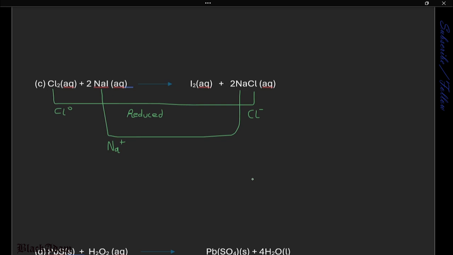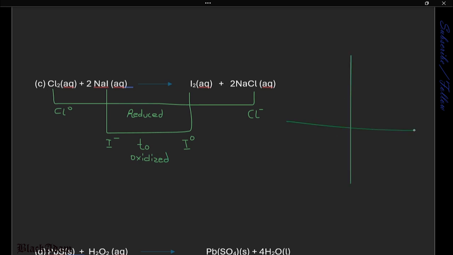So now let's look at iodine. So iodine will be one of the compounds we need to look at. And look at iodine. Iodine there is going to be negative, and reduced to iodine there 0. So one element is going to go to reduction, and the other one undergoes oxidation according to oxidation number. So this is how it moves.